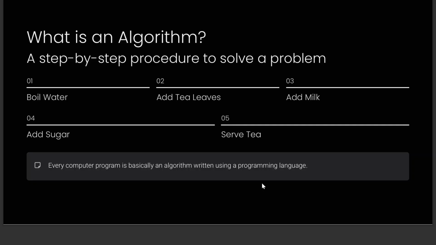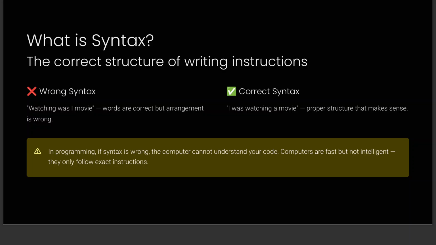So you can make different types of teas, but this is the blueprint or the algorithm that you would follow to make a tea. Similarly, every computer program is basically an algorithm written using different programming languages. The programming languages can change, but the algorithm still remains the same for a given program. Okay, so we will see that in detail later.